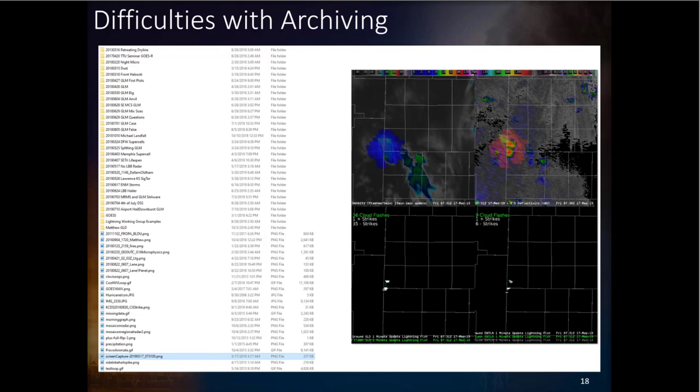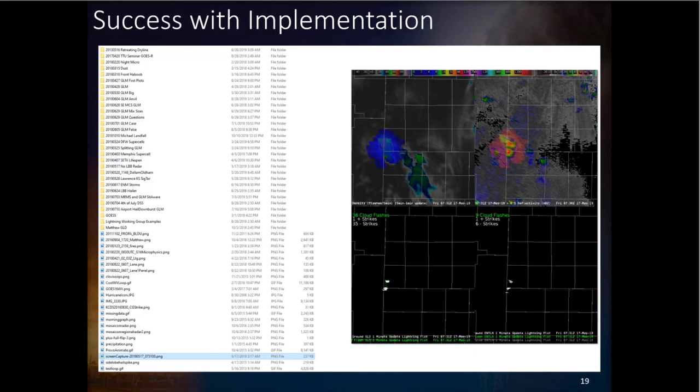Now, that may be a little bit different because it's not like a WES archive where the data can be displayed back in an AWIPS environment. But the advantage of doing it this way is to just have a quick reference. I don't have to reload data onto the WES. And I think that's a success with implementation.